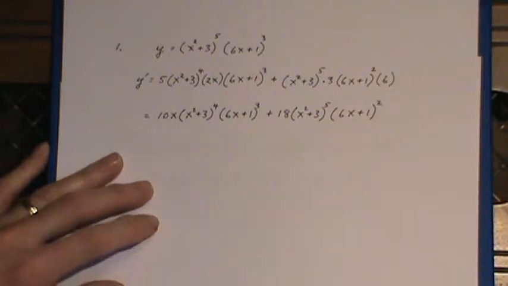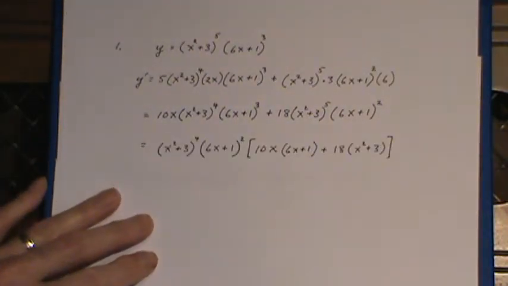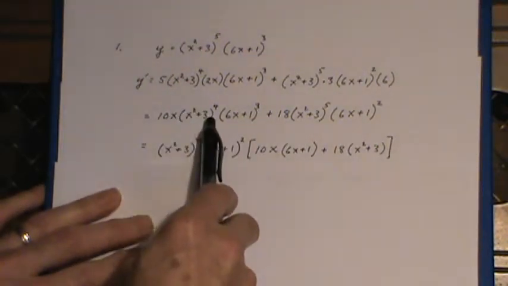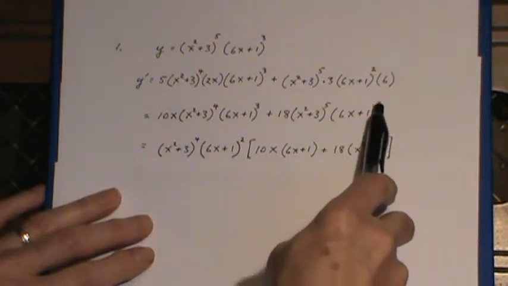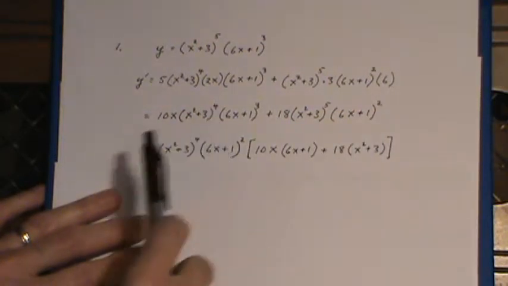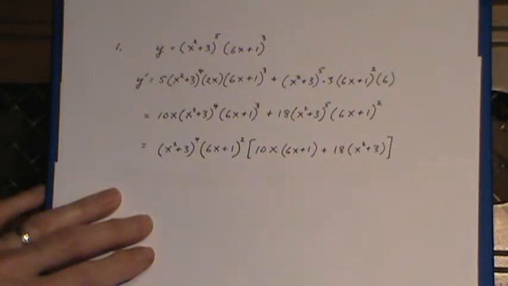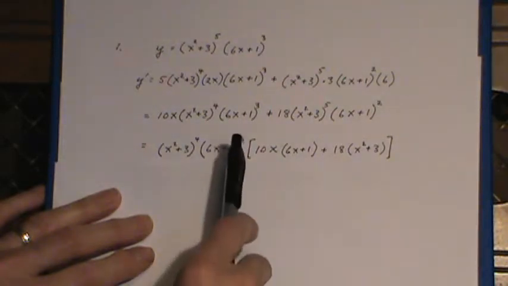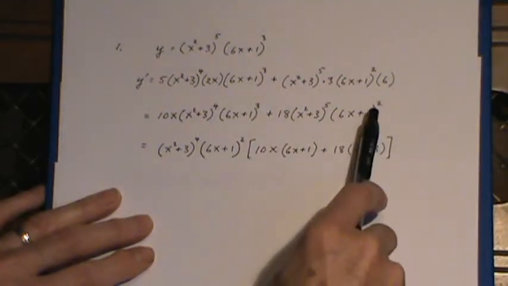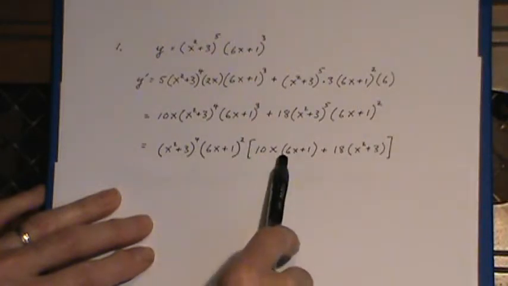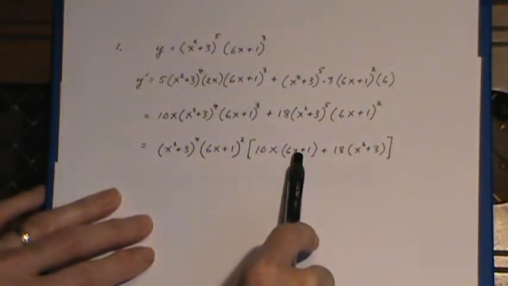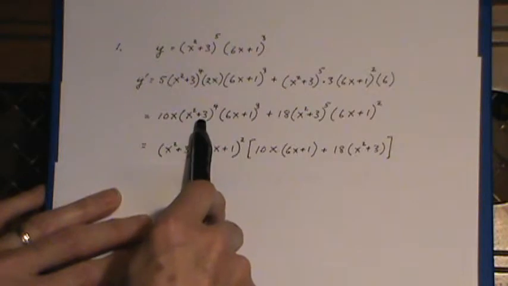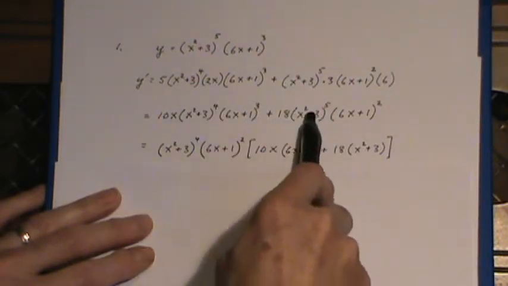Now if you take out a common factor, I'm not going to worry about the 18 and the 10 at this point, but you see if I take out the x squared plus 3 to the fourth and the 6x plus 1 squared, all I've got left is this. This always cleans up very nicely because these powers are only 1 apart. So for example, if I take out 6x plus 1 squared, all I'm left here with is 6x plus 1. And the same thing happens over here when I take out the lower power, which is x squared plus 3 to the fourth, just leaves one of those inside.